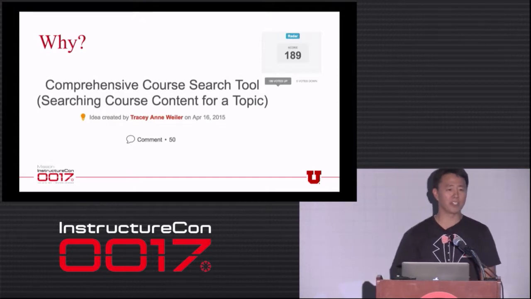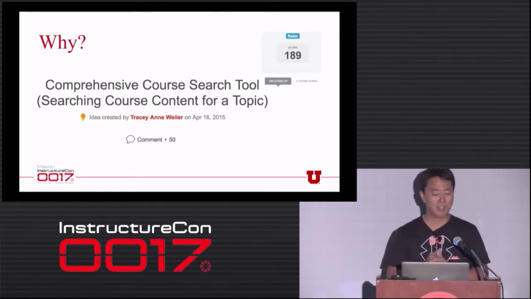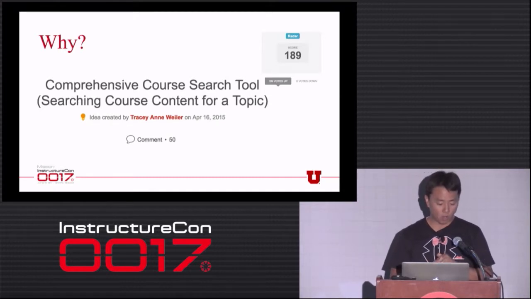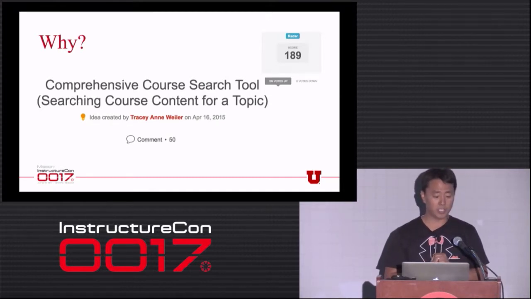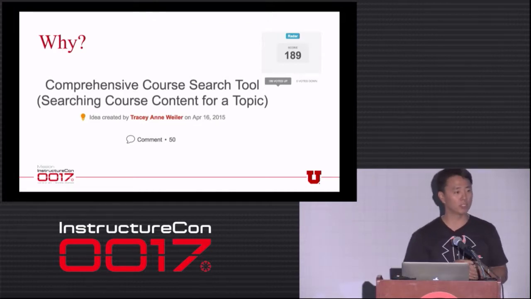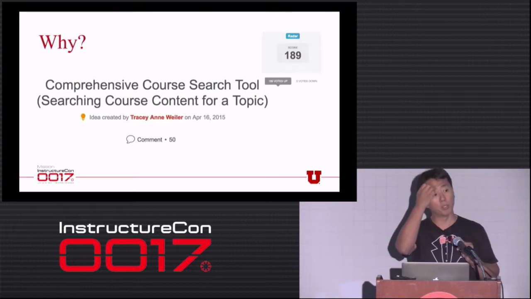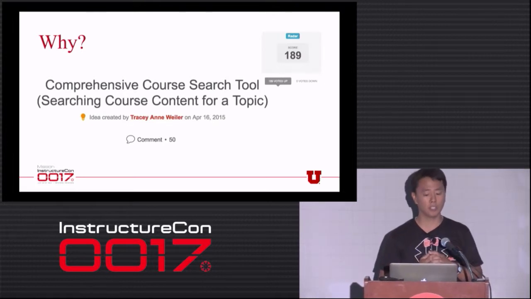So we looked into the Canvas Community, and found, interestingly, that search is nowadays a default function in every piece of software. But unfortunately, Canvas doesn't provide it yet. Two years ago, Tracy Ann Wheeler proposed this idea, and so far almost 200 institutions have voted to have this function.